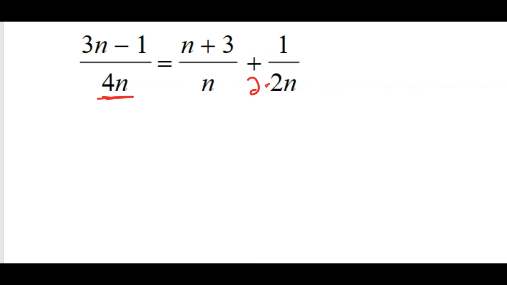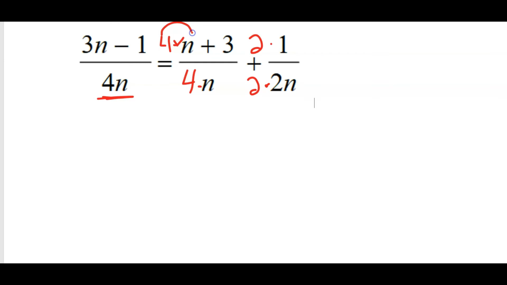This other denominator doesn't have anything but n, so I would just have to multiply it by 4. Just remember to do the same thing to the top of your fraction that you do to the bottom. So if I multiply the bottom of this fraction by 4, I multiply the top of it by 4. As long as we're doing the same thing to both the top and the bottom of those fractions, we're good.